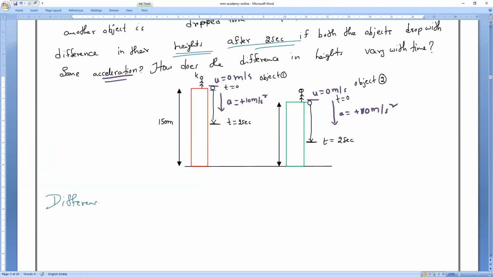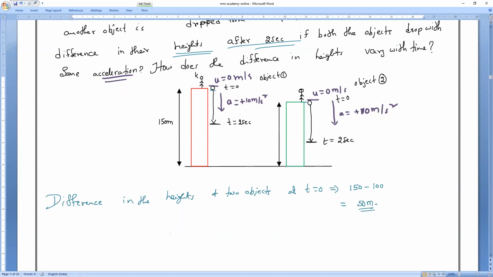First point, you write that: difference in the heights of two objects at t is equal to 0. At t equal to 0, what is the difference, guys? Everybody respond. How much is it? Body 1 is at 150 meters and body 2 is at 100 meters. So what is the height difference? All of you, please respond. 50 meters.